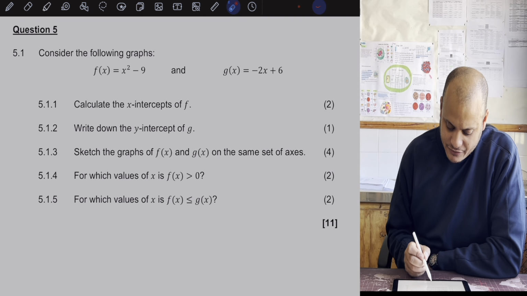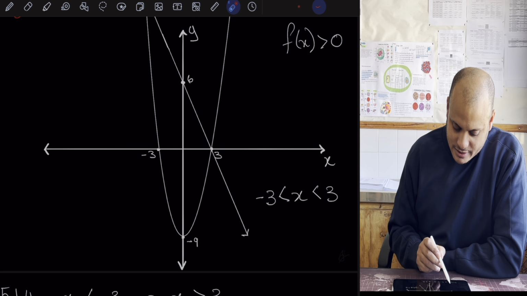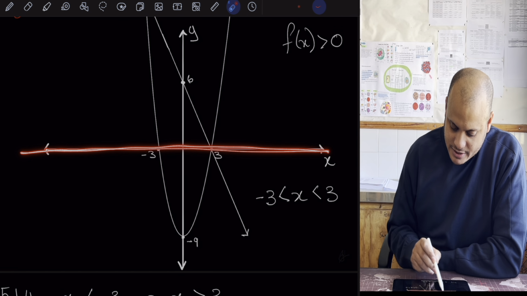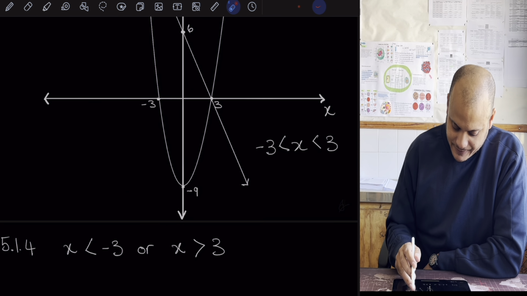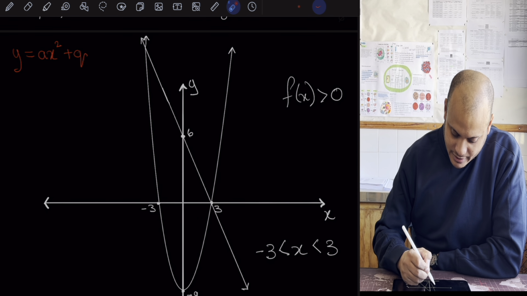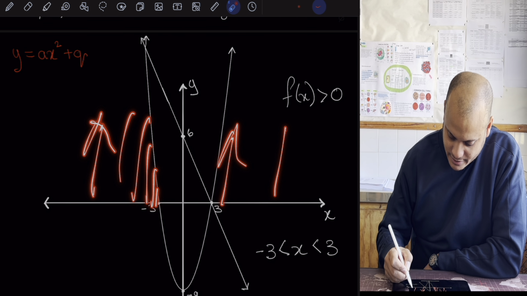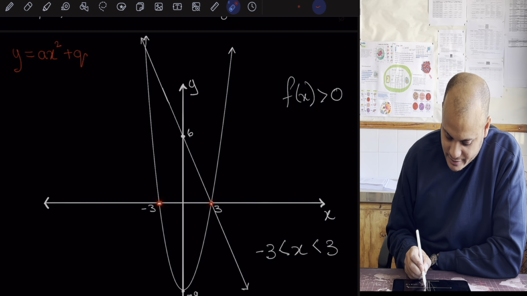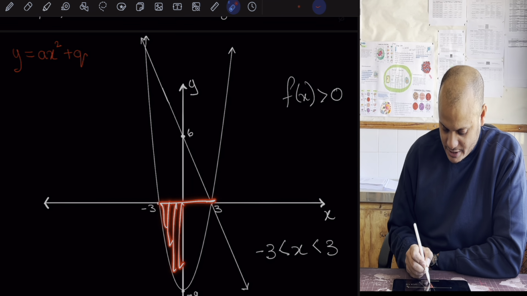Like with the previous one, 5.1.4, this basically says where is my parabola positive? In other words, where is it above the x-axis? Remember we said that our x-axis was our point of reference to see where my graph is positive and where it is negative. So where we saw that our graph is positive for these values, that is basically the part of the graph where the parabola is above the x-axis. Okay, these parts over here, because between -3 and 3, my parabola is below the x-axis, right? So it's this piece over here.